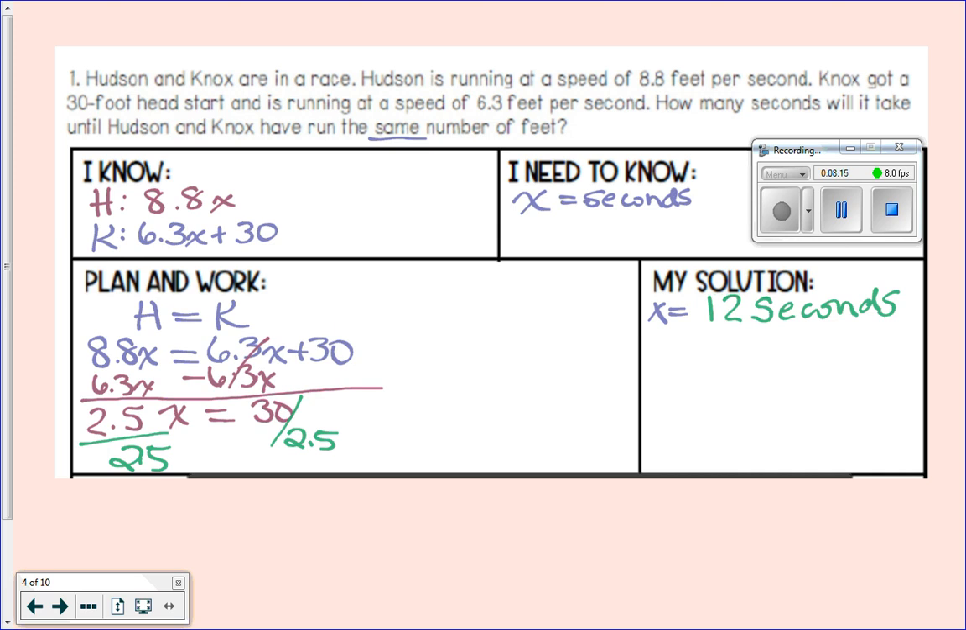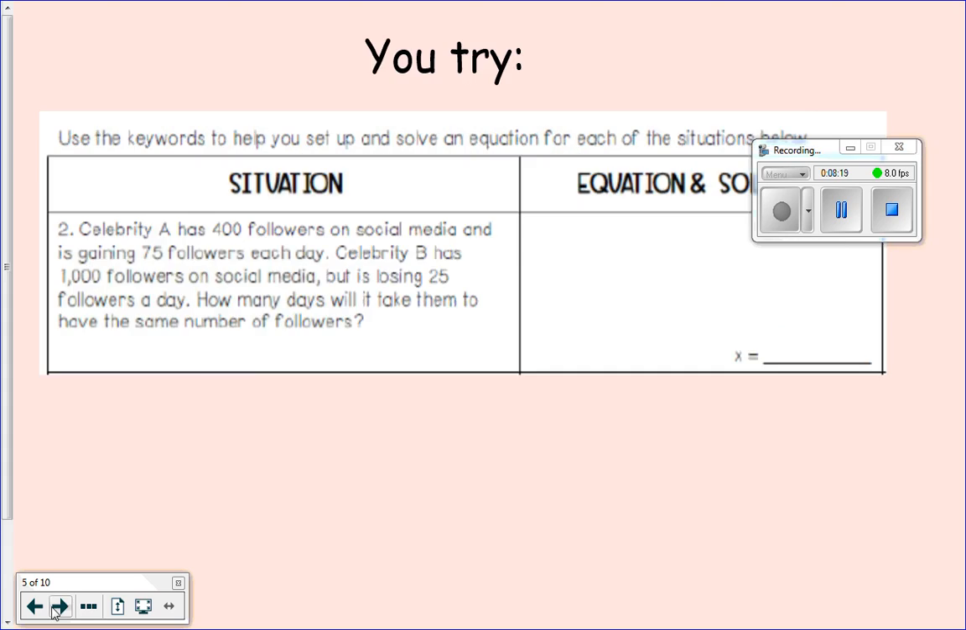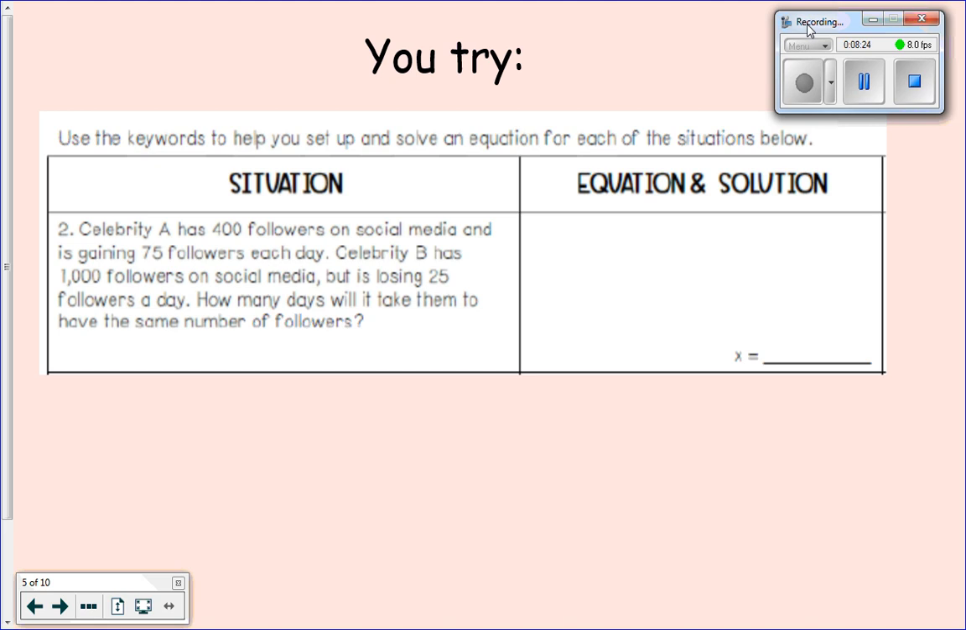All right, turn it over to the back. I want you to try one example with your table. You're going to use the keywords that we set and solve an equation for each of the situations below. So you can write an equation, you're also going to solve it. Okay, make sure that you're looking at number 2. All right, we'll have somebody.